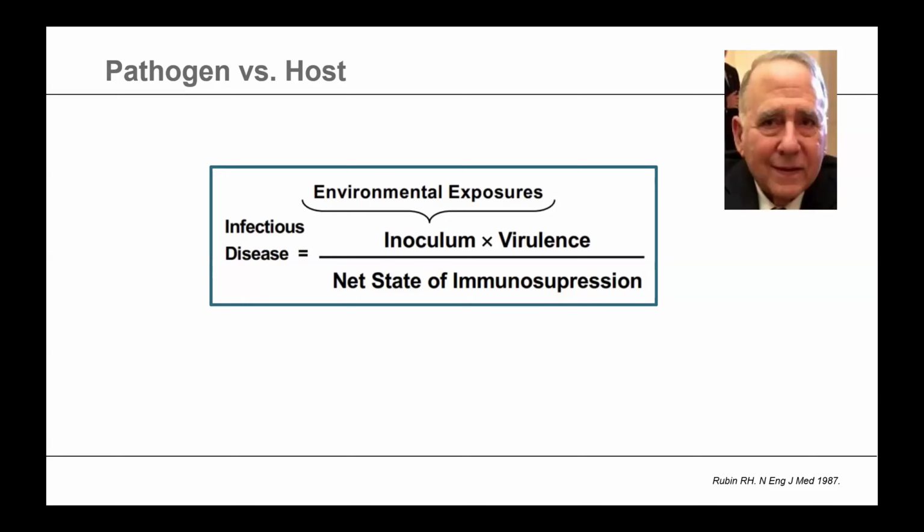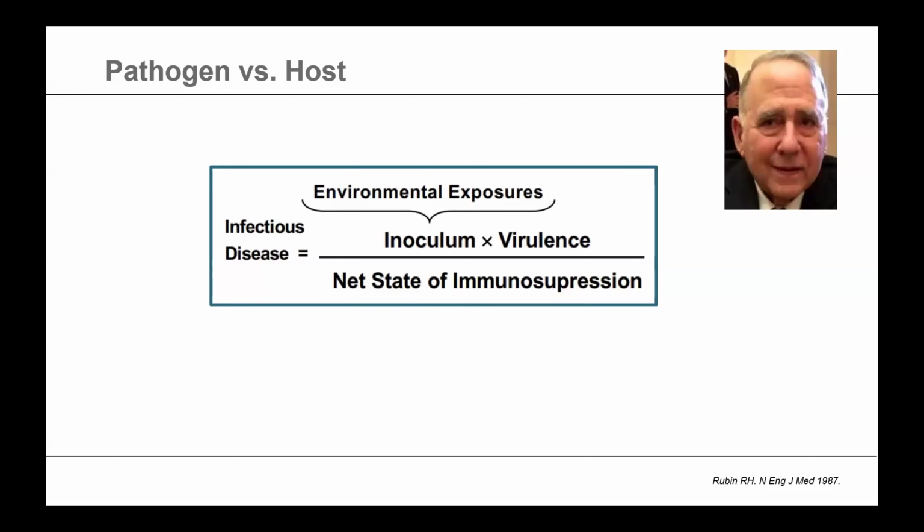by one of the greats and the giants in the field, Bob Rubin, showing us that whether or not a patient is going to develop an infection and how severe that infection is really is based on 3 main factors: the pathogen inoculum, as determined by the exposure, environmental exposure or whatnot, the virulence of the pathogen, over the recipient's net state of immunosuppression.